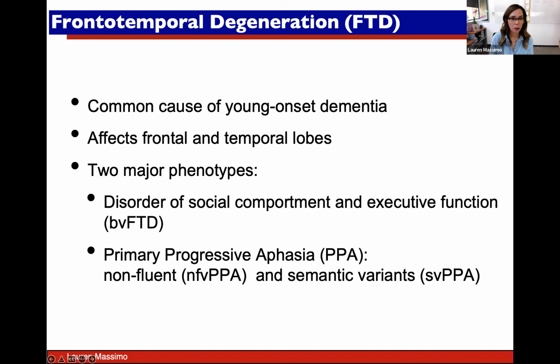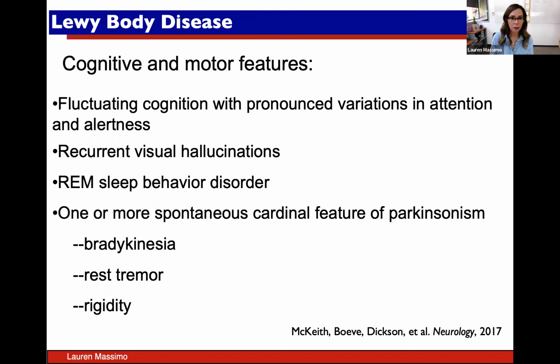I want to point out that other symptoms can occur commonly in people with Lewy body disease. There can be sensitivity to antipsychotic agents, so that's important to think about. If you are using antipsychotics to treat visual hallucinations, you have to be careful because of this sensitivity. There can be postural instability, repeated falls, and orthostatic hypotension. Constipation is also common in Lewy body disease.